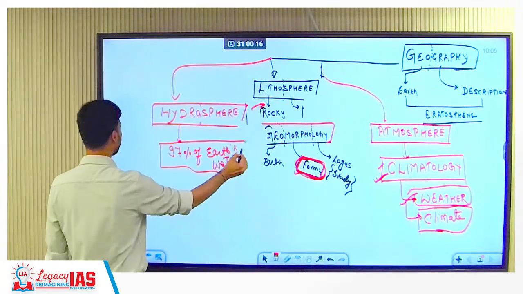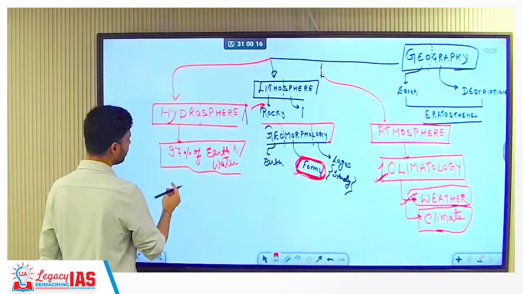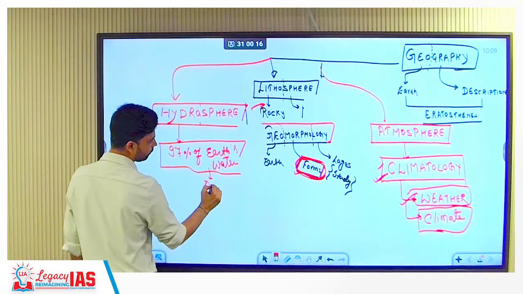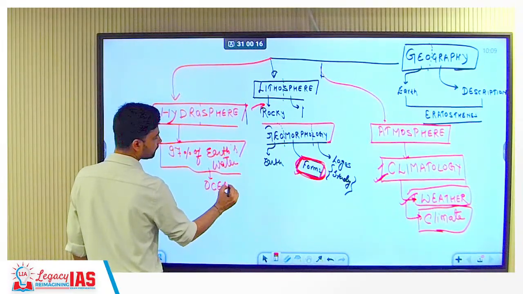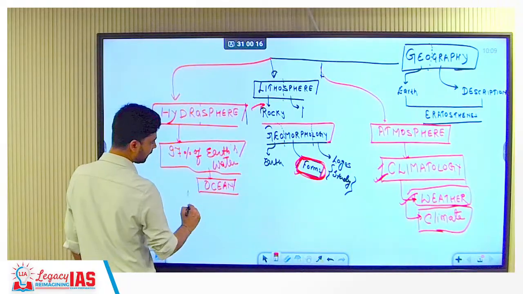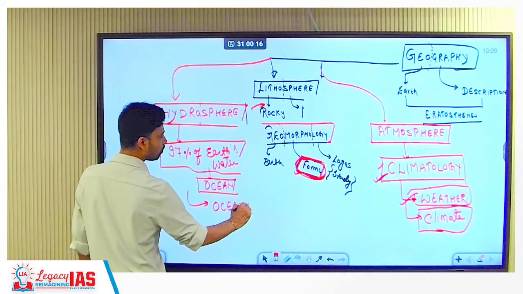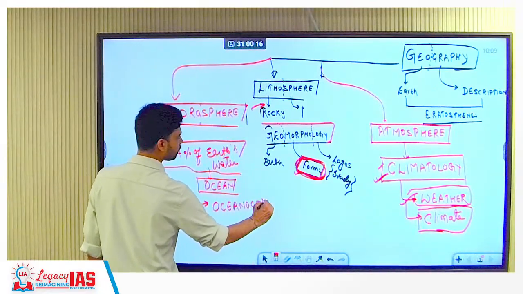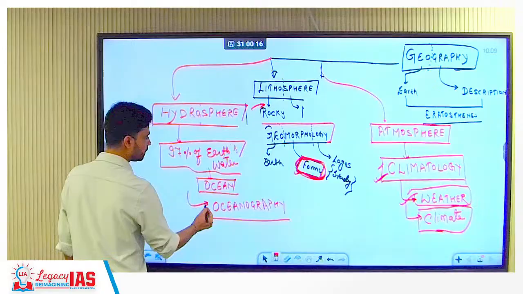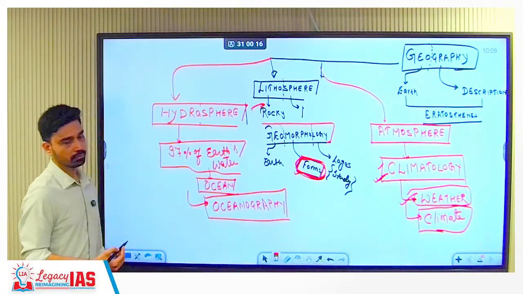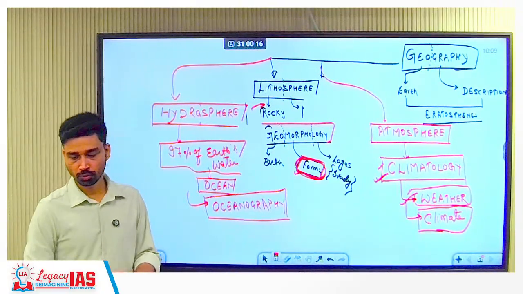97% of Earth's water is found where? In the ocean itself. Right, ocean. So that's why the study of hydrosphere is carried out in the branch of geography that we refer to as oceanography. The third branch of geography: oceanography.